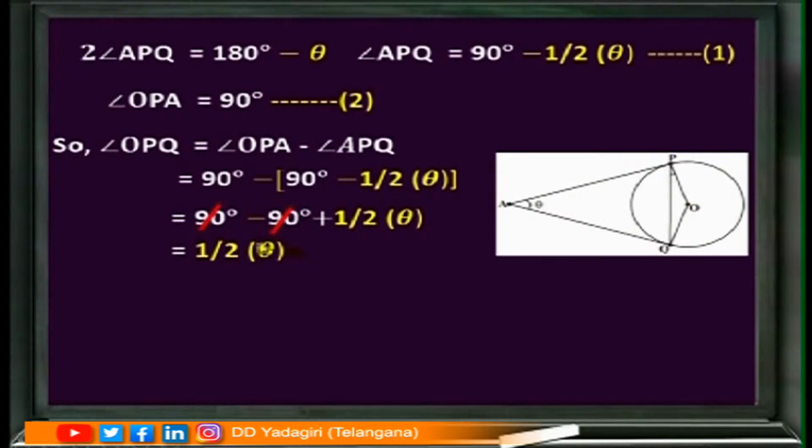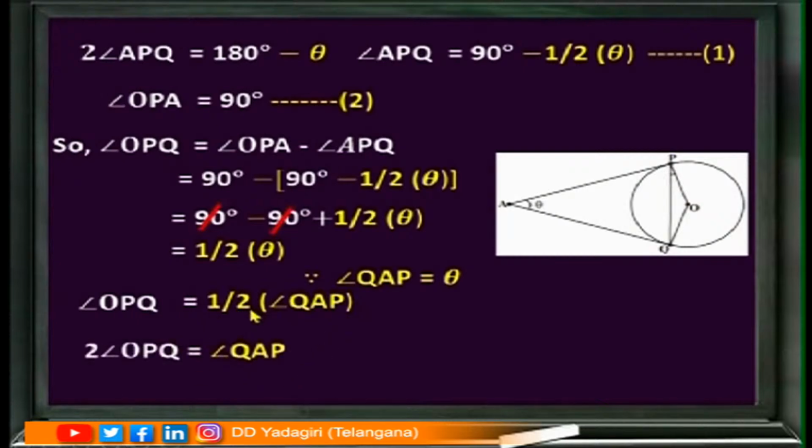So, what is theta here? Theta is angle QAP. We know that angle QAP is equal to theta. If I substitute here, 1 by 2 into angle QAP is equal to angle OPQ. So, OPQ is equal to half of QAP, which I can write as 2 OPQ is equal to angle QAP.